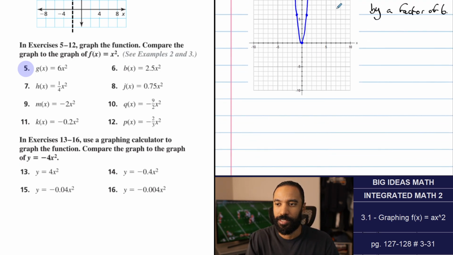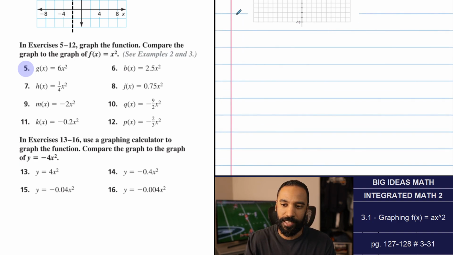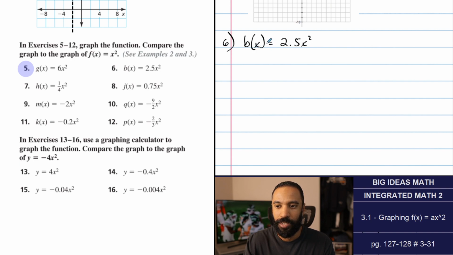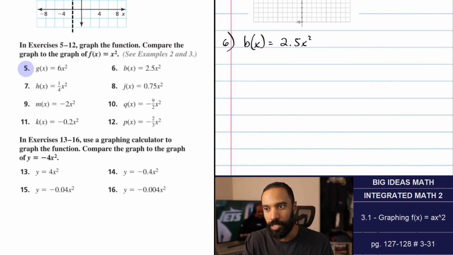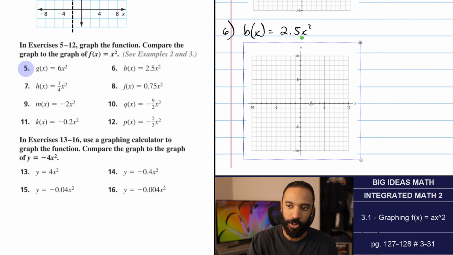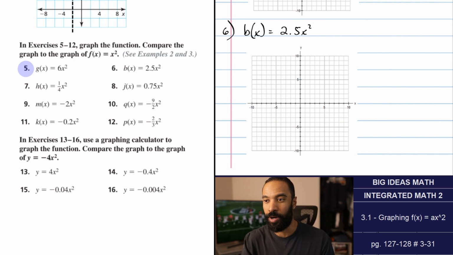Number 6, let me make sure I can copy and paste this graph each time. Number 6, we have b of x equals 2.5x squared. So they might be forcing me into table-ish stuff, which is no fair. That's not what I wanted to do. And listen, life isn't fair as far as, hey, I give you a graph, you got to graph it. Now, I can still work off of it. I just need you to hear me out loud in what I say.